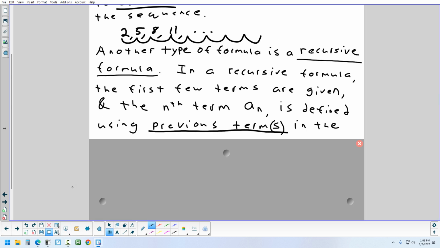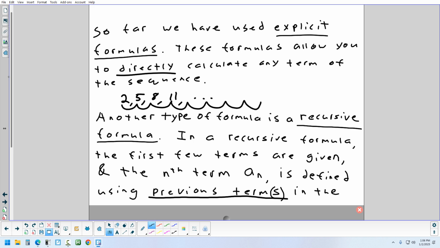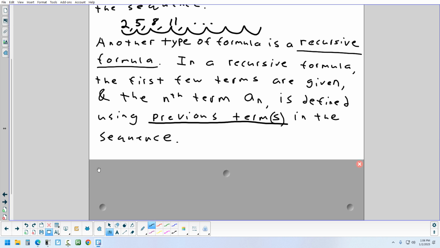Does everybody have the explicit formula? Cut off one word. The last word was sequence. I had to cut off.